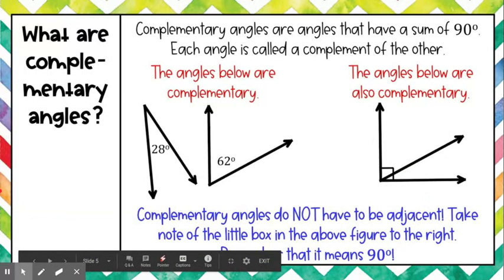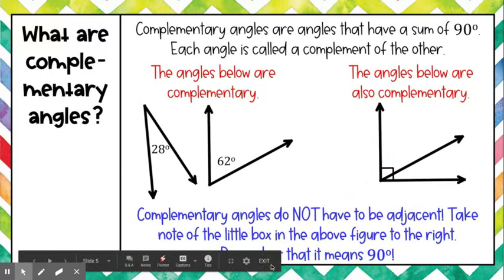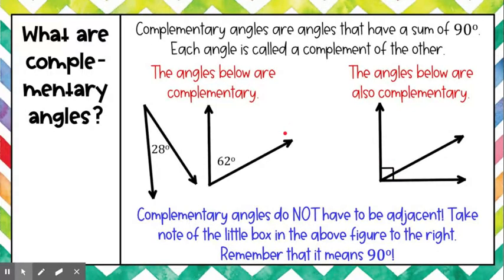Our next type of angles are complementary angles. Complementary angles are angles that have a sum of 90 degrees. And each angle is called a complement of the other. So these two angles over here are complementary because 62 plus 28 is 90 degrees. These two angles are also complementary, and we know that they add up to 90 degrees because we've used our little box in the corner to mark that that's a right angle, and right angles are 90 degrees.